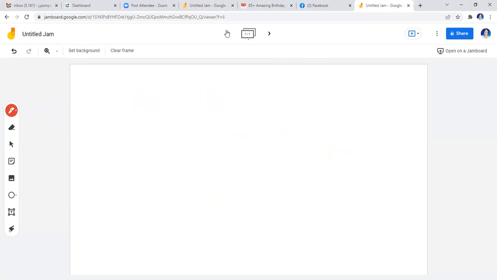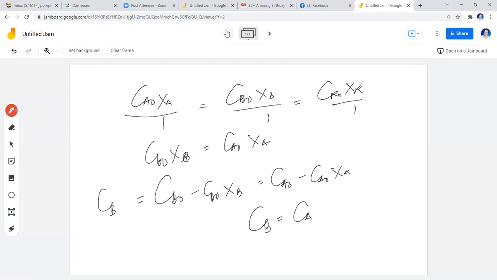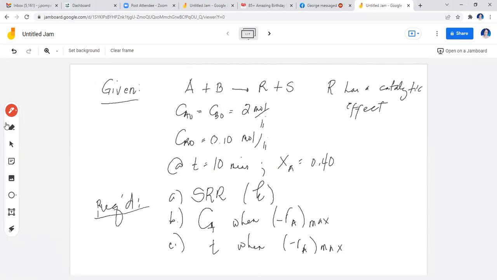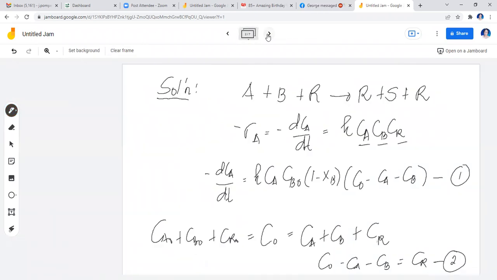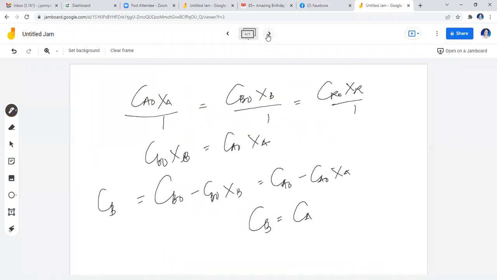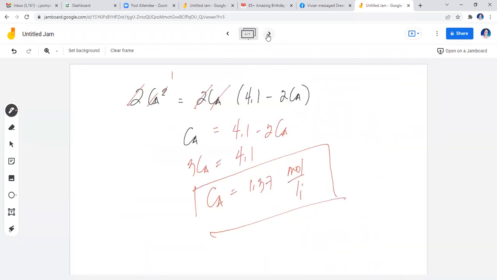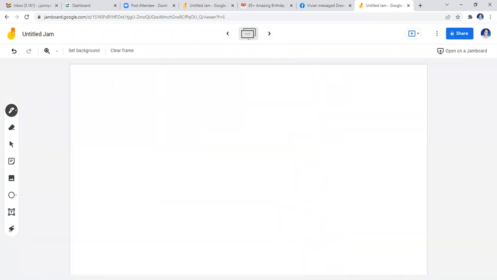Now we go to letter C. So letter C is asking for the time when rate is maximum. What would you do? It's asking for the time when rate is maximum. What will you do? Any suggestion? Time when rate is maximum. 2 minutes for time.